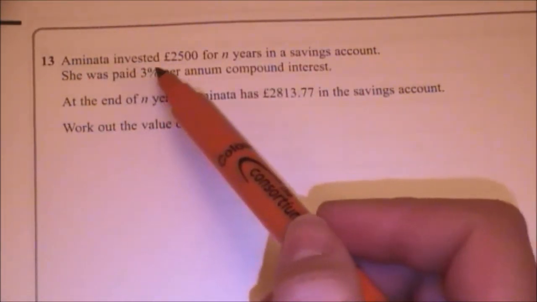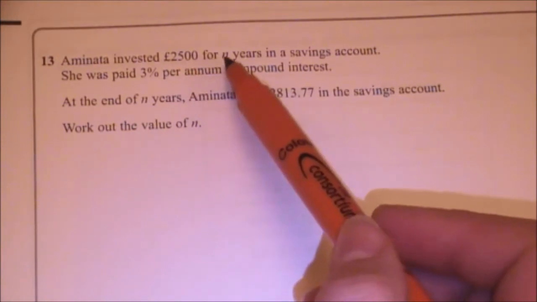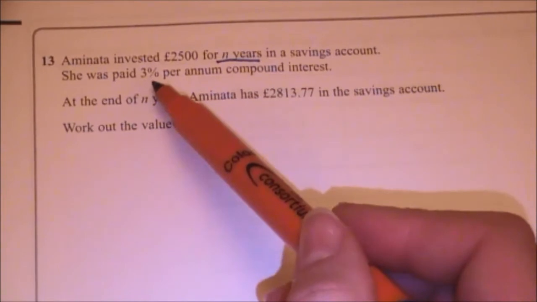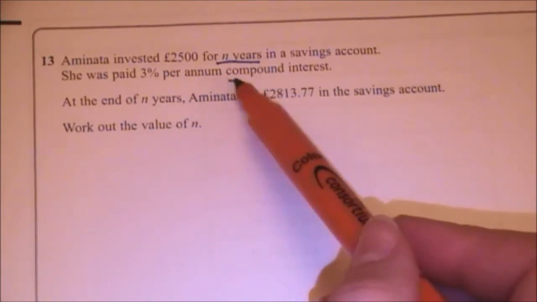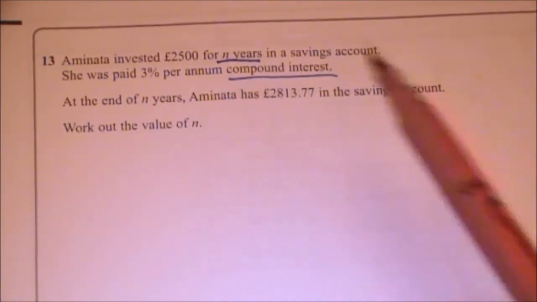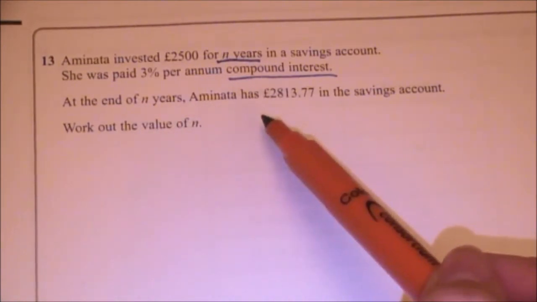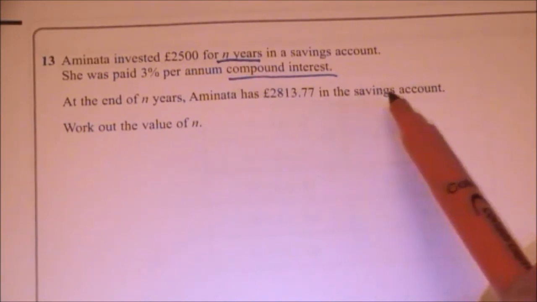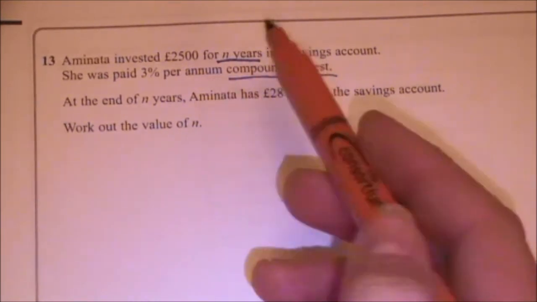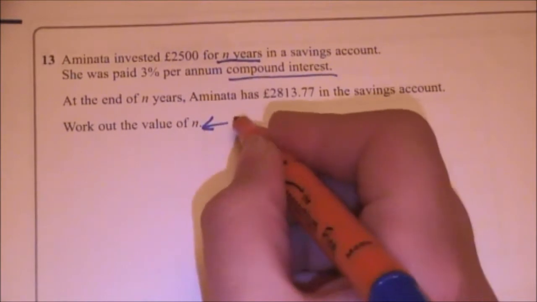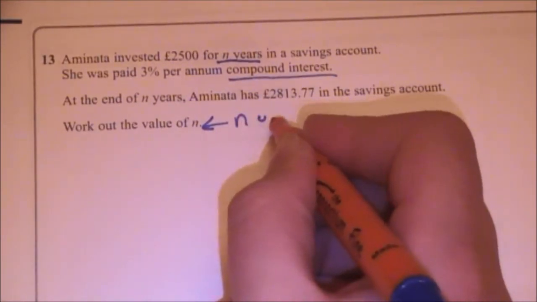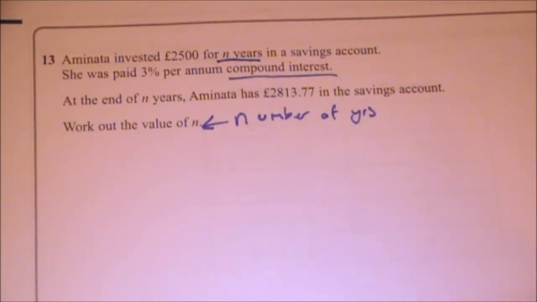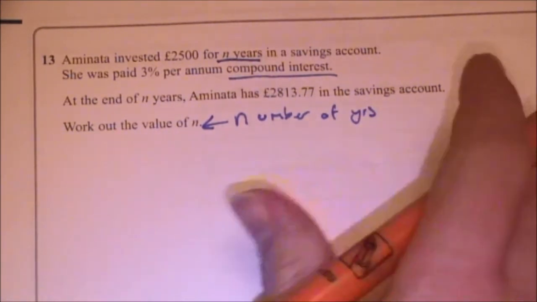So Aminata invested £2,500 for N years in a savings account. She was paid 3% per annum compound interest. At the end of N years, Aminata has £2,813.77 in the savings account. Work out the value of N. Now remember, the value of N is the number of years. Okay, so that's what N actually represents.